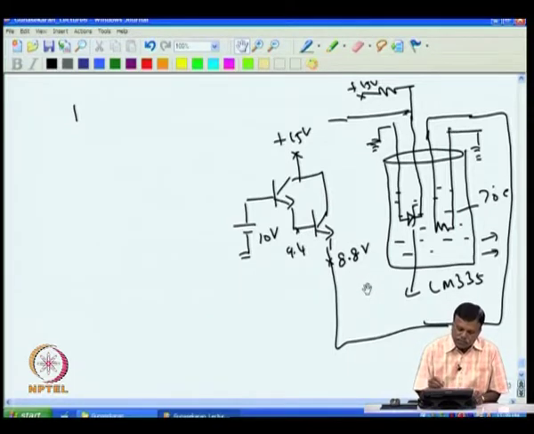So, now let us continue our discussion. Now, I remove this 10 volt. Now, I give this one from my control circuitry. So, what I do is I know the temperature here.